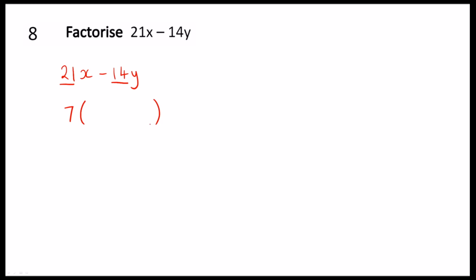Next thing I'm going to do is put my brackets in and think about what would happen if I took a factor of 7 out of each of these two terms here. To work this out, I can take 21x and divide the factor of 7 out. So 21 divided by 7 would be 3, meaning that 21x divided by 7 is 3x. And likewise, if I have minus 14y, 14 divided by 7 is 2, so 14y divided by 7 would be 2y. And that would be my final answer.